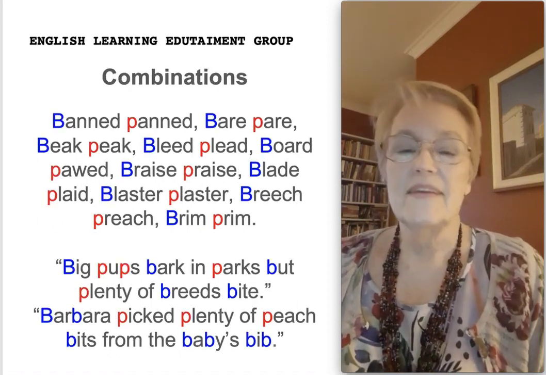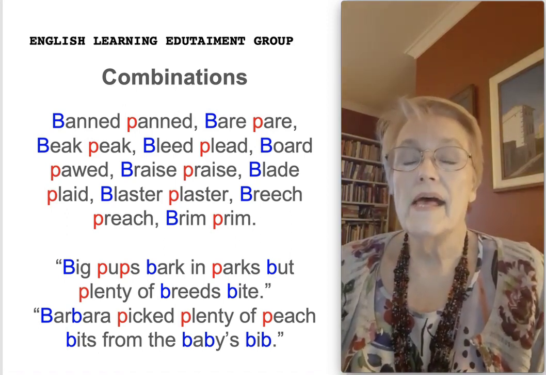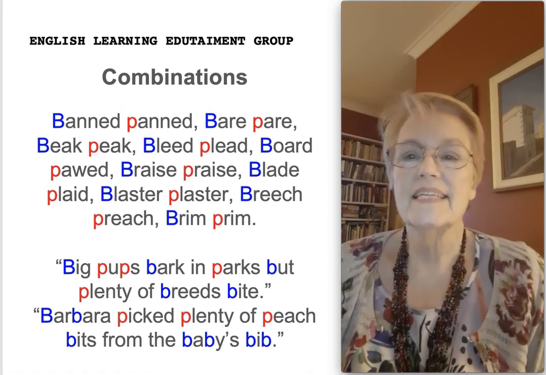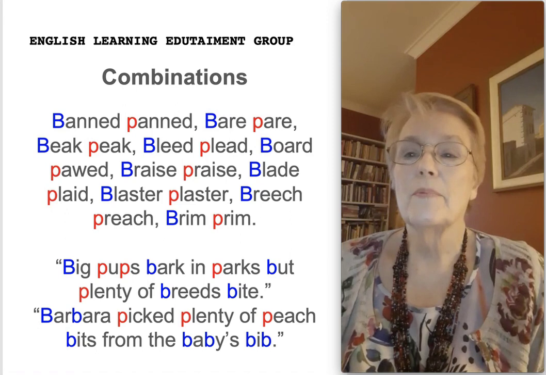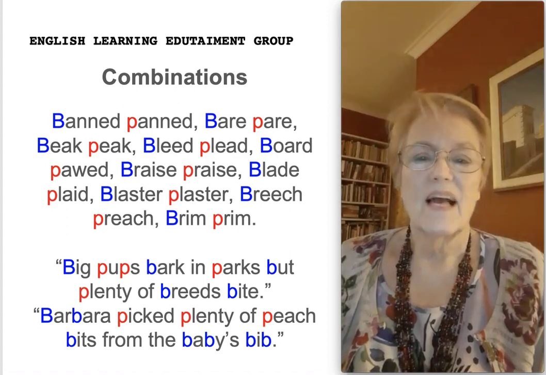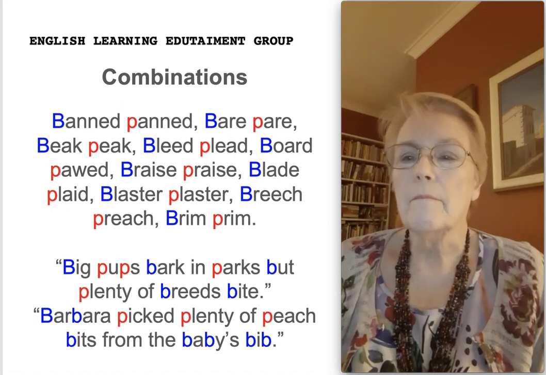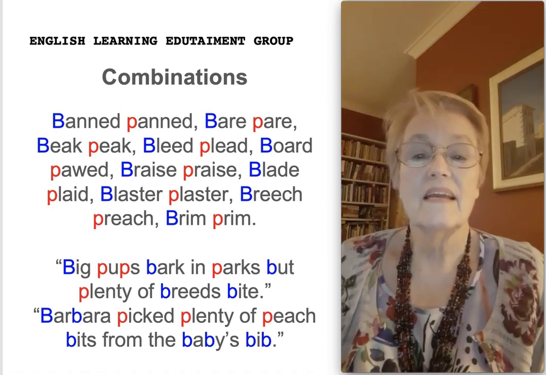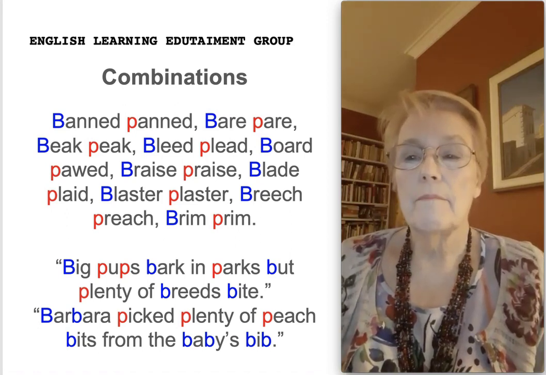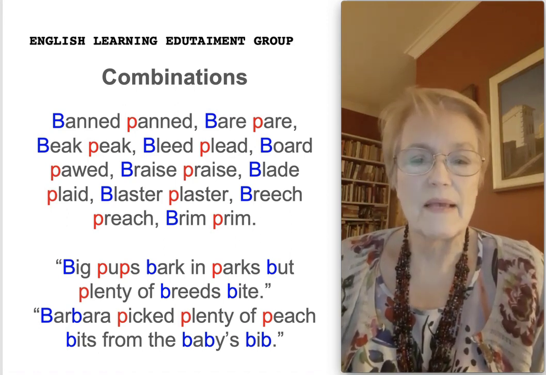Okay, now let's put them together. Okay, band, panned, bear, pear, beak, peak, bleed, plead, board, poured, braise, praise, blade, played, blaster, plaster, breach, preach, brim, prim, big pups bark in parks, but plenty of breeds bite. Barbara picked plenty of peach bits from the baby's bib.